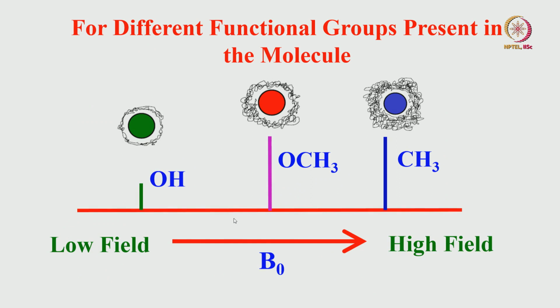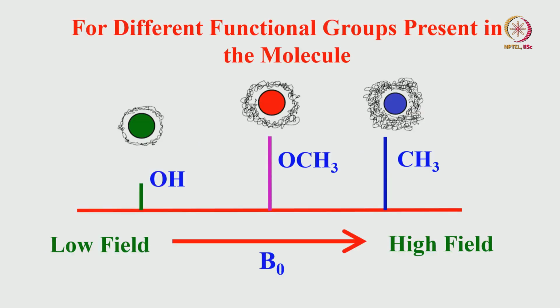So, now we will go further. We considered only CH, CH2 and CH3. What happens in a given molecule, it is not only these types of protons, we have different functional groups. It could be OH, it could be OCH3, it could be CH3, it does not matter. So, we saw that CH3 comes at high field. Let us consider a methoxy group. For CH3, add an oxygen group, it becomes methoxy.